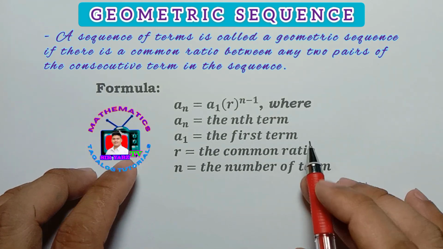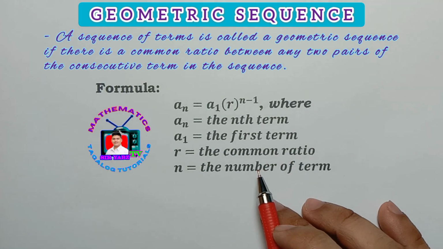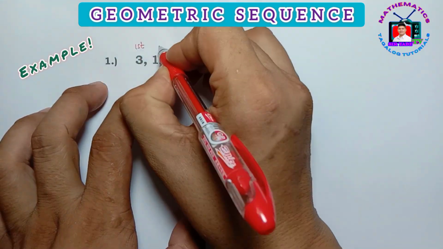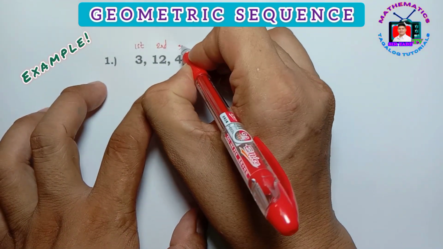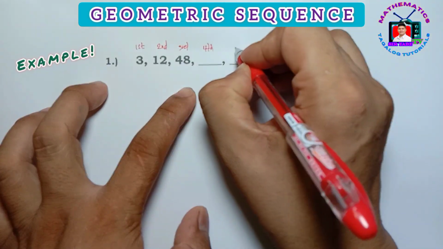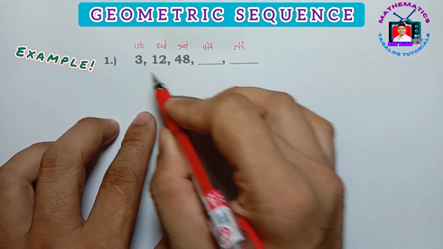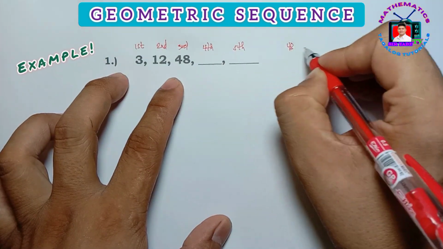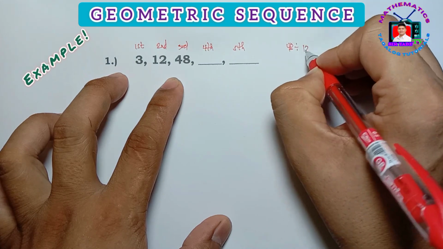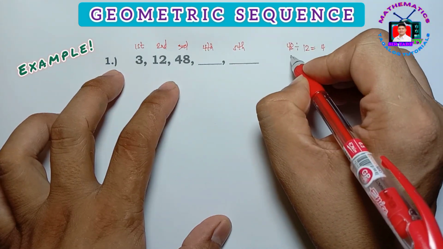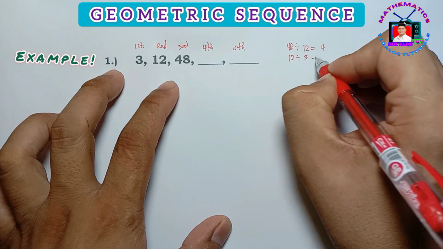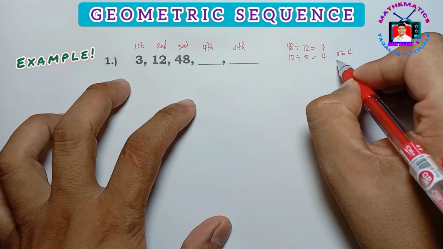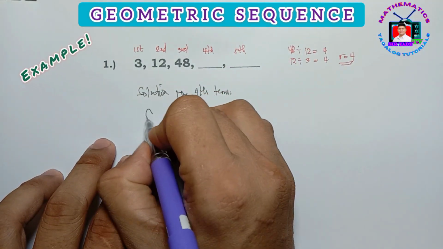Okay, so let's take example number 1, with the use of that formula. We have the geometric sequence 3, 12, 48, then the 4th term and the 5th term are unknown. First, let's label the terms, 1st, 2nd to 5th, so we don't get confused. So, we will find the common ratio. 48 divided by 12 equals 4, and 12 divided by 3 is 4. So the common ratio is equal to 4. So, our r is 4. So, we will use that in our formula.